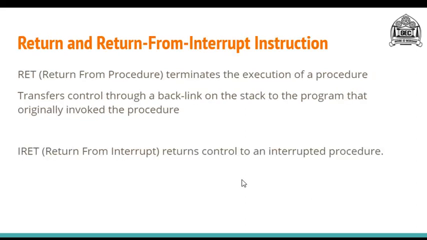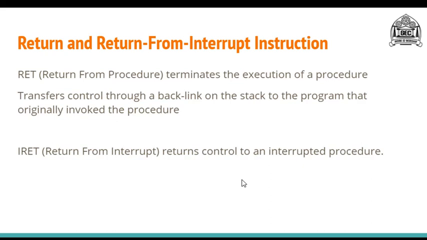Next is your return type instructions, which are of two types: return and return from interrupt. The return instruction is used to terminate the execution of the procedure. To get the control back to the sequential execution, we use the RET or return instruction. It transfers the control through the backlink on the stack to the program that originally invoked the procedure. And the second type of return instruction is return from interrupt.